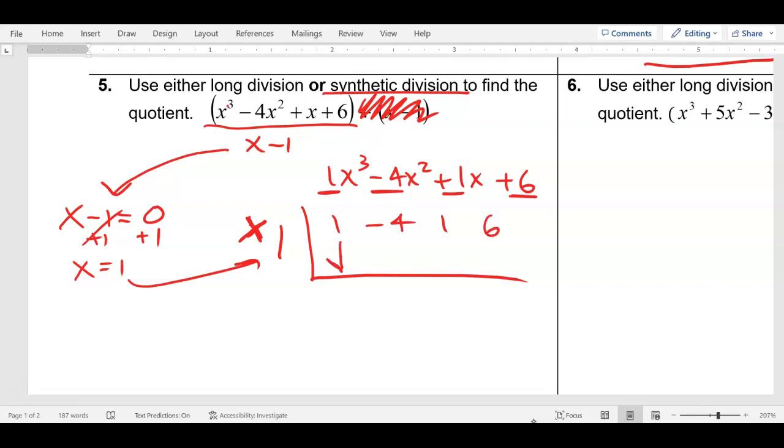So you're going to bring this straight down. There's going to be a 1. 1 times 1 is 1. And then you got to add vertically. So negative 4 plus 1 is negative 3. Negative 3 times 1 goes here, negative 3. Add vertically, 1 plus negative 3 is negative 2. Negative 2 times 1 is negative 2. Add vertically, 6 plus negative 2, or 6 minus 2, is 4.